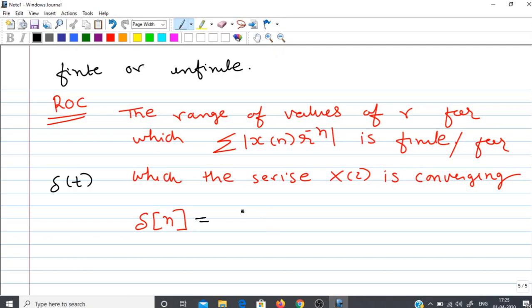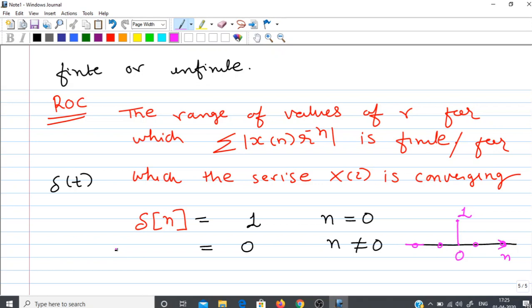Kronecker impulse is defined. This is defined as 1 for n equals 0 and it is 0 for n not equal to 0. So if you draw this Kronecker impulse, it would look like this. This would have a value of 1 at n equals 0. This is our n axis and it is 0 elsewhere. So this is also called unit impulse. Precisely we should call it unit impulse.